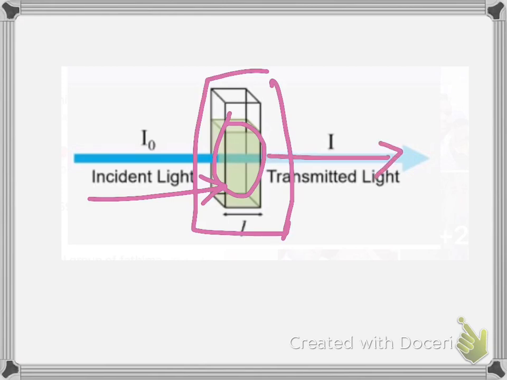So, the amount of light absorbed is directly proportional to the path length. This is the path length, or thickness of the solution. This is Lambert's law. That is, when a monochromatic light passes through a solution, the amount of light absorbed is directly proportional to the thickness of the solution or the path length of the solution.